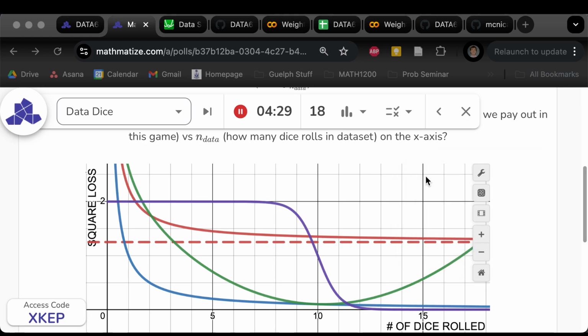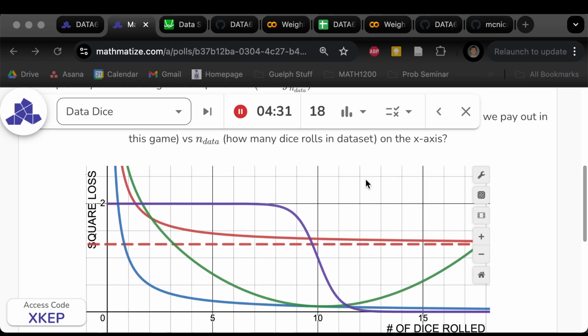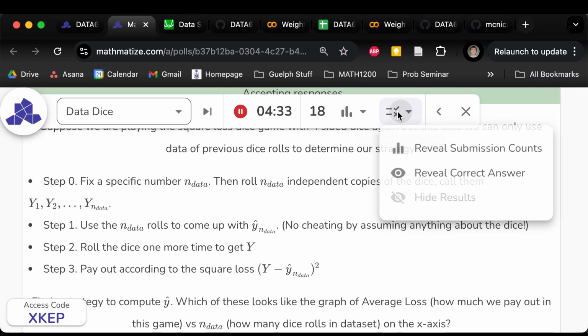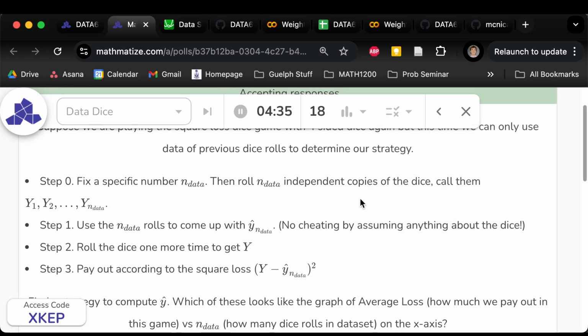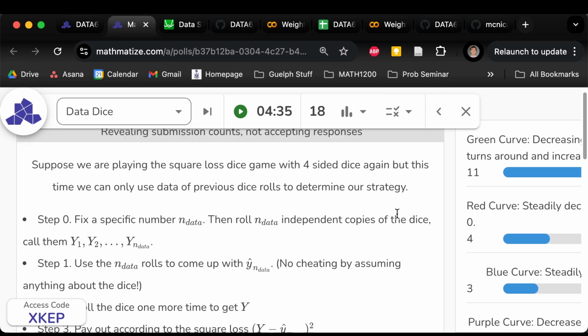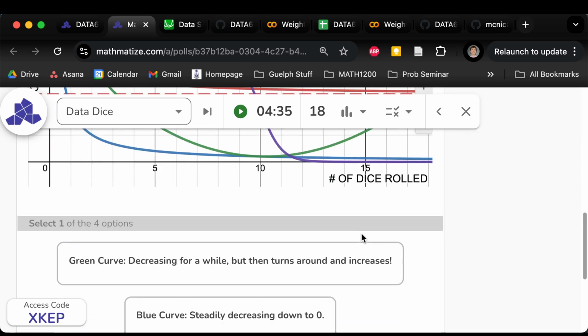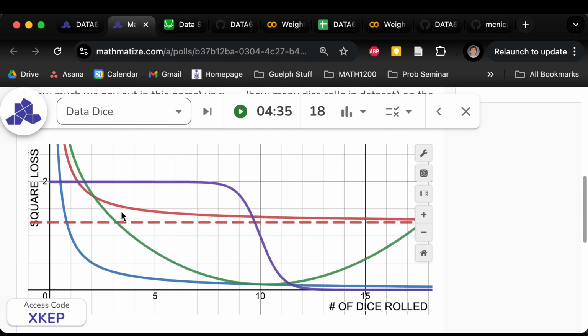Yeah, okay. Let's take it out. Okay, let's see what you guys said. Okay, so which of these curves are you going to do? What do people say? Okay, so 11 people are in green, 4 people are in red, and 3 people are in blue. Okay, so those are the options.